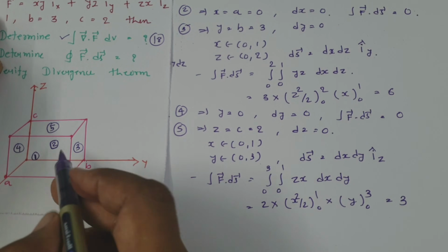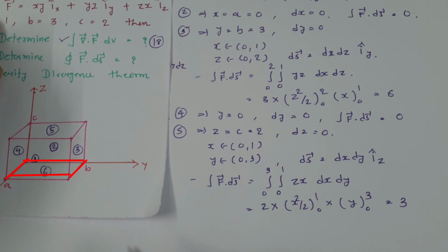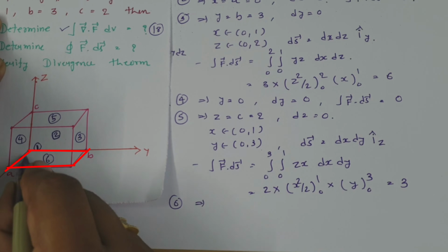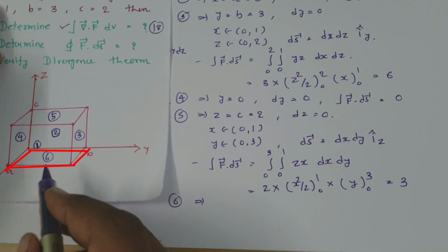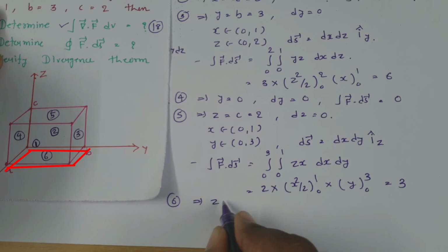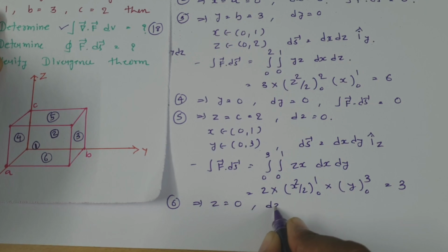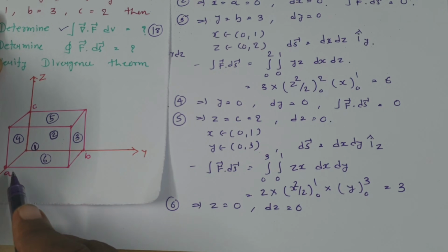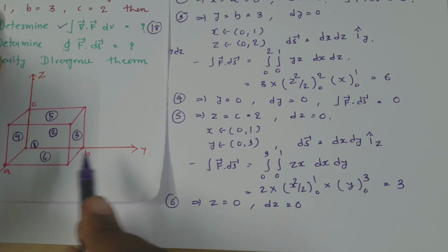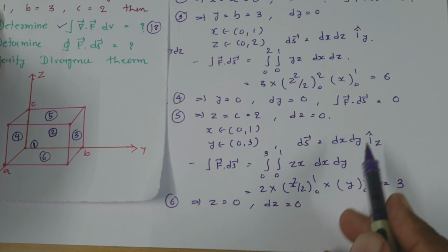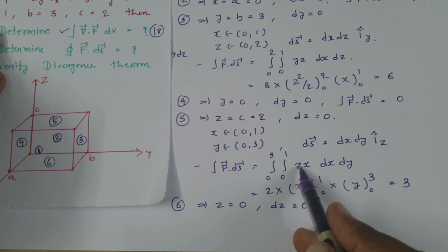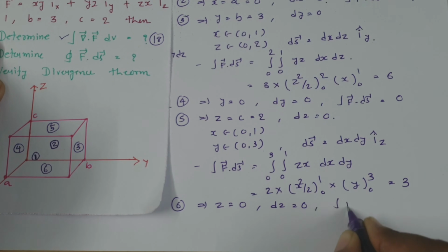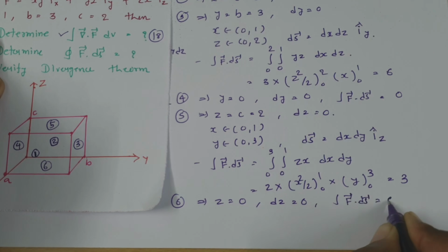And for the sixth surface, that is opposite of the fifth surface, if you do the same calculation, you will find here for this sixth surface z is constant, and that is 0. So here z is equal to 0, so dz is equal to 0, and here same thing is there, x varies from 0 to 1, y varies from 0 to 3, and direction is there in the iz direction, so this component will be zx only, the iz component is zx only, where if you place z equal to 0, this surface integration will get to 0.